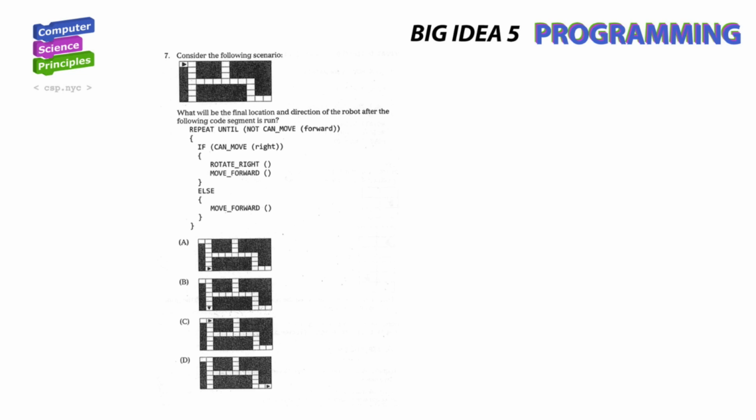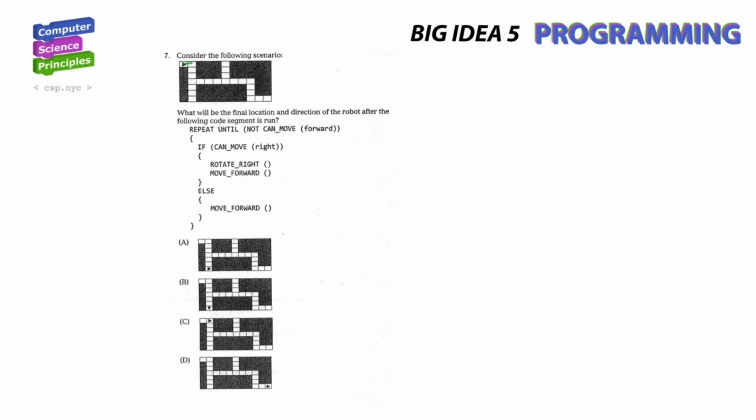Okay, question number 7. So here we've got this grid and we're told consider this situation. And it says what will be the final location and direction of the robot after the following segment of code is run. So it's pretty small, but it's up there. It's facing to the right. It says repeat until cannot move forward. Well, currently it can move forward. It's possible for it to move forward.